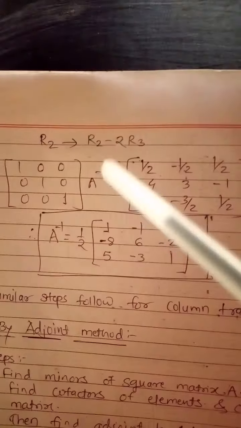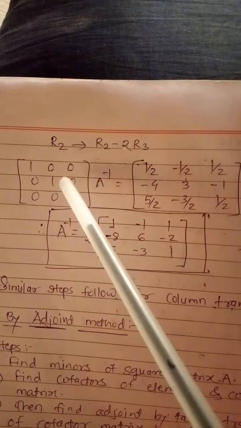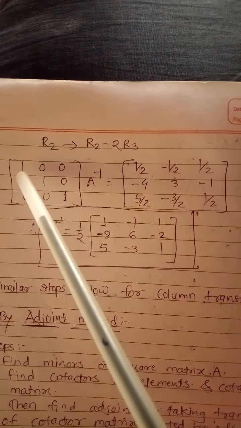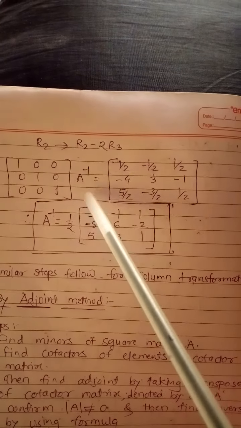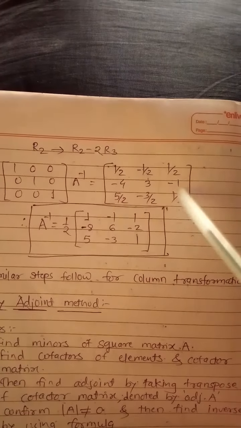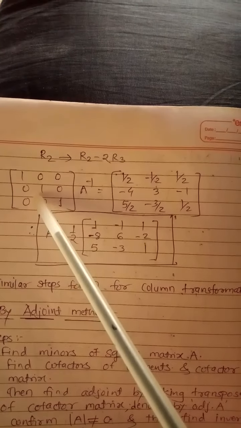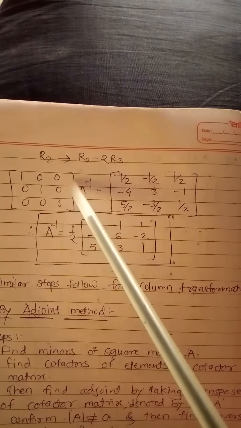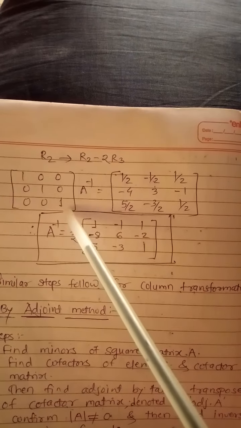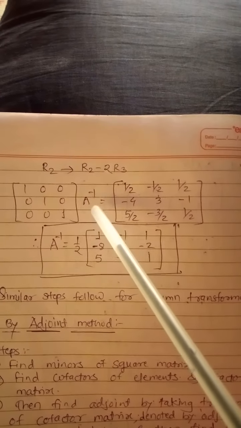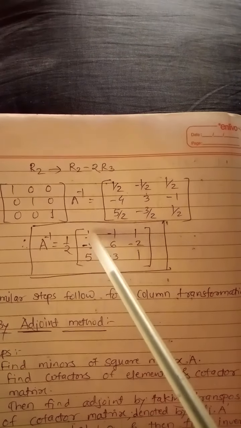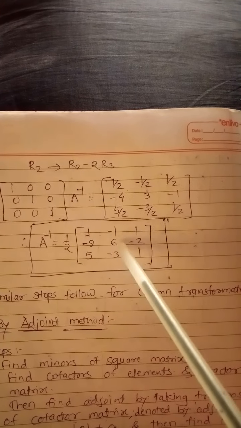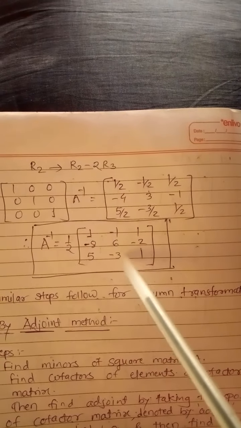Next, again we make changes in R2, that is R2 minus 2 R3. So by making changes we get here 1 0 0, 0 1 0 and 0 0 1, and the matrix obtained here is this one. So finally we get here the identity matrix, that is 1 0 0, 0 1 0 and 0 0 1. And so the answer of this question is A inverse is equal to, taking half common here, we will get 1 minus 1 1, minus 8 6 minus 2, and 5 minus 3 and 1.